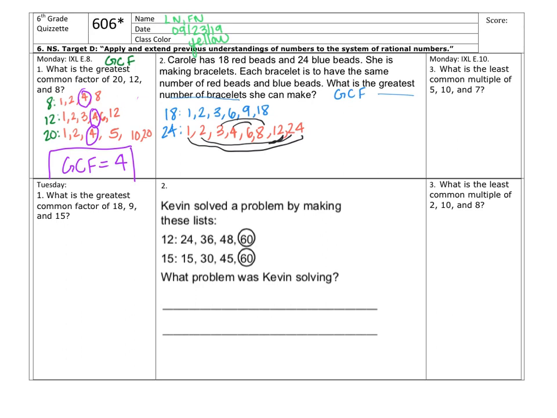Okay, so now I'm going to try to find the greatest common factor, the greatest amount of bracelets Carol can make. And I noticed that they have 1 in common, they have 2 in common, they have 3 in common. They don't have 4 in common. They definitely have 6 in common, and nothing else past 6. So Carol can make 6 bracelets. We would ideally put equal amounts of red and blue beads, but I don't have room there. So Carol can make 6 bracelets.